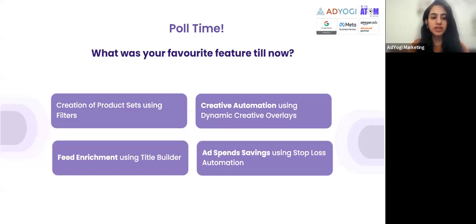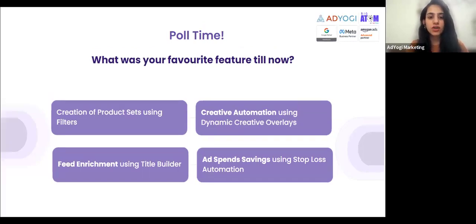The first feature was creation of product sets using filters. We saw an overview and a screen recording of how you can use different filters to create a niche product set. Then we saw feed enrichment using title builder, which helps you enrich your titles, and a case study from Rare Rabbit where we were able to scale revenues and conversions by certain percentages. Then we have creative automation using dynamic creative overlays, which helps you enhance your product images and convey creative communication that is important for clicks as well as conversions.